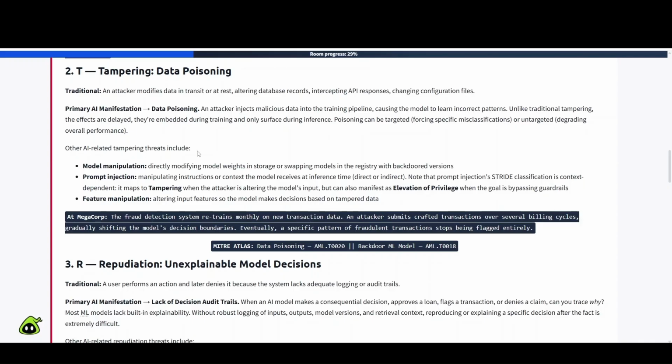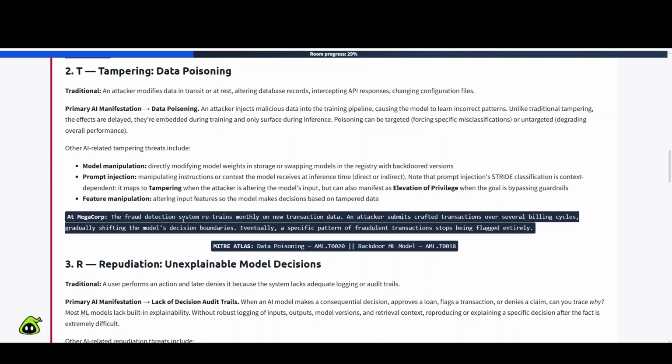Other AI-related tampering threats include model manipulation, directly modifying model weights in storage, or swapping models in the registry with backdoored versions. Prompt injection, manipulating instructions or context the model receives at inference time, direct or indirect. Note that prompt injection's STRIDE classification is context dependent. It maps to tampering when the attacker is altering the model's input, but can also manifest as elevation of privilege when the goal is bypassing guardrails. Feature manipulation, altering input features so the model makes decisions based on tampered data.